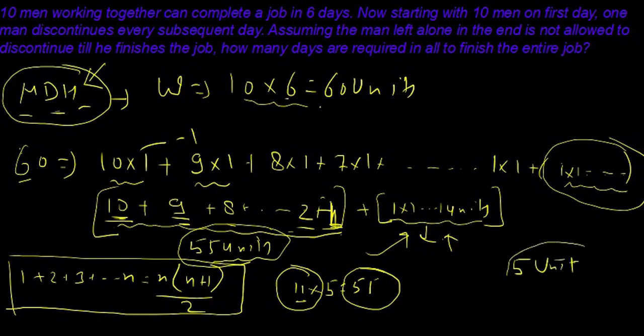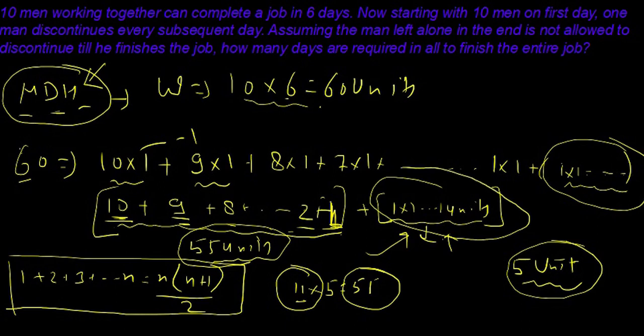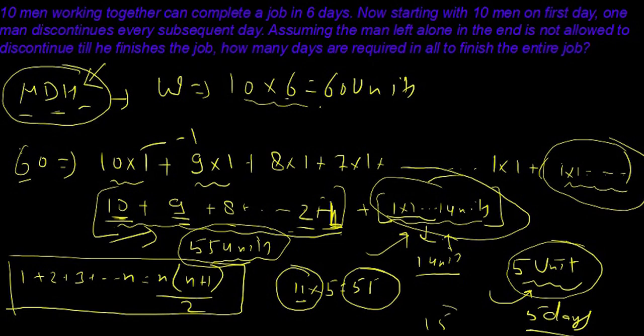5 units is left. If 5 units is left, what should be the working unit in a single day? So he is working only one unit in a single day. So for 5 units he needs 5 days. So 10 days required over there, 5 days required over there. So what should be your answer? So the answer should be 15 days.